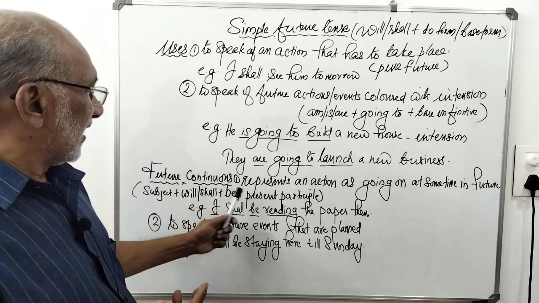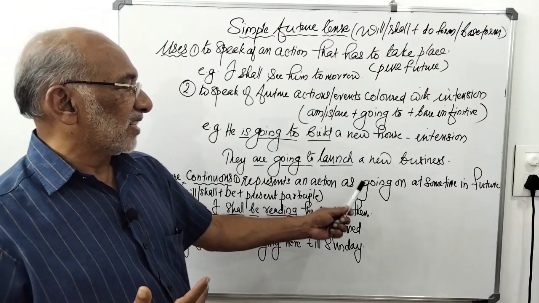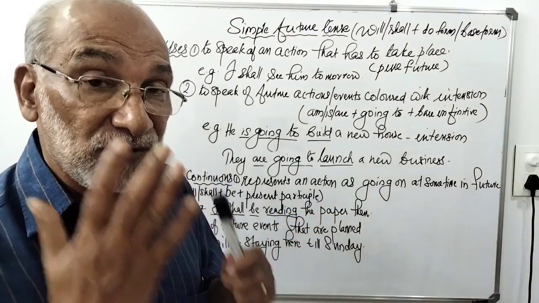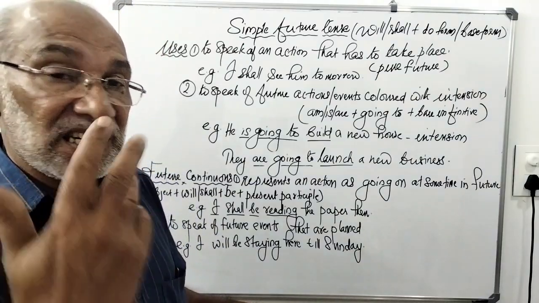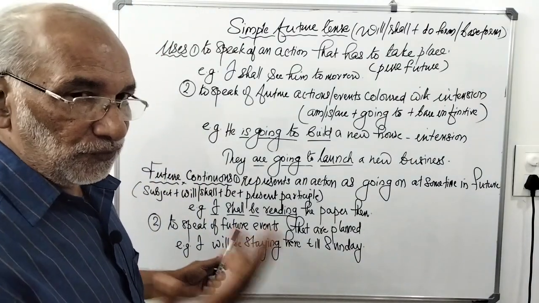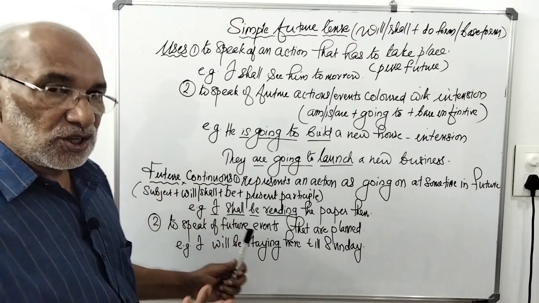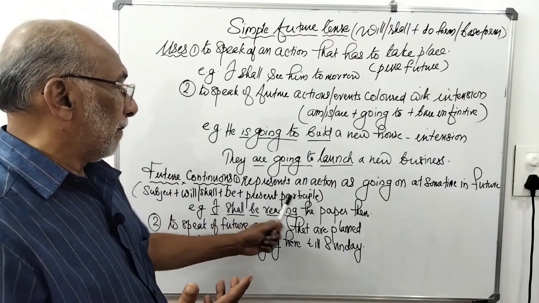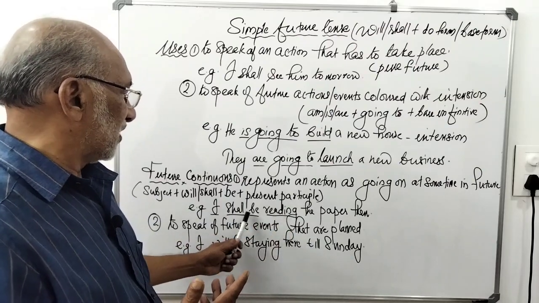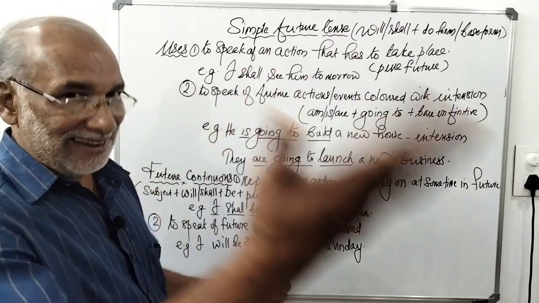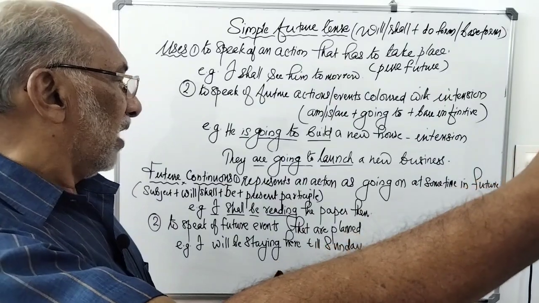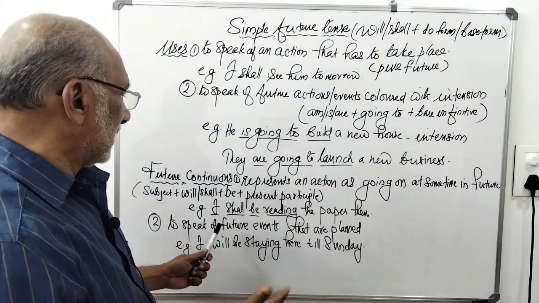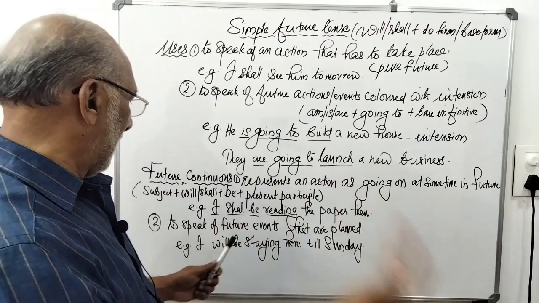So, future continuous tense represents an action as going on at some time in future. That is, we speak about a point of time in future and say that an action is continued there. The form of the verb or the structure of a sentence will be subject plus will or shall plus be plus present participle. Example: I shall be reading the paper then. A point of time in future. Okay, it's part of a conversation. That's why it ends like that. I shall be reading the paper then.